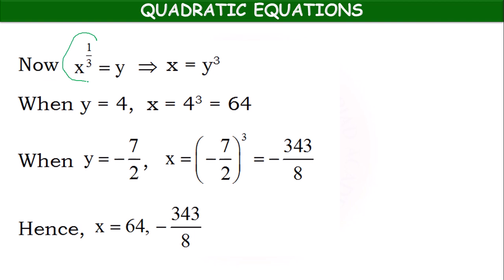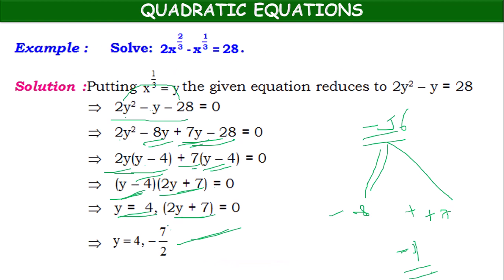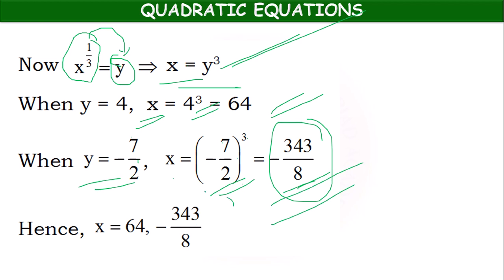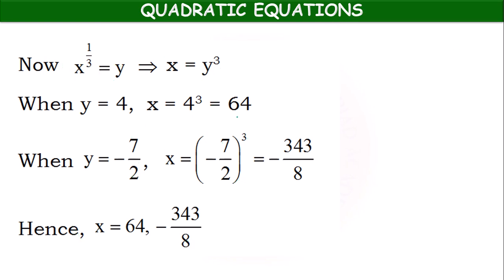But we have taken x power 1 by 3 as y. So the power 1 by 3 will come to this side, and it will become x equal to y cube. But we have got y equal to 4 and minus 7 by 2. So x equal to 4 cube, 64. When y equal to minus 7 by 2, x equals (minus 7 by 2) whole cube, which is equal to minus 343 by 8. Like this, we got two values of x. We can verify the values and check whether both are true or not.